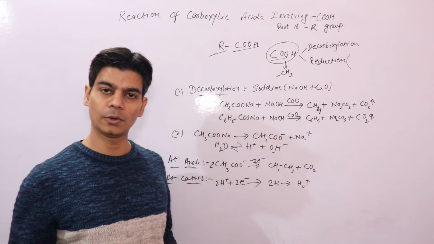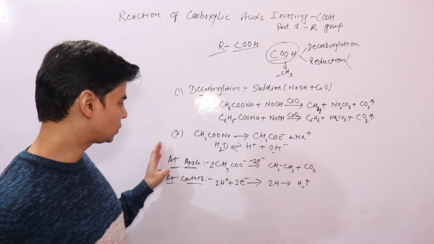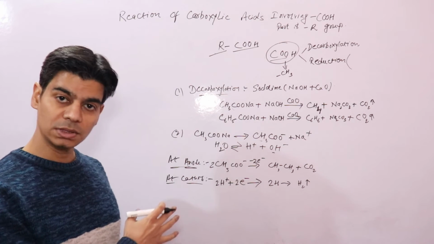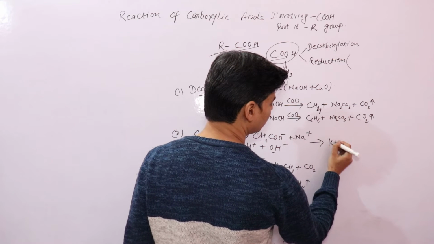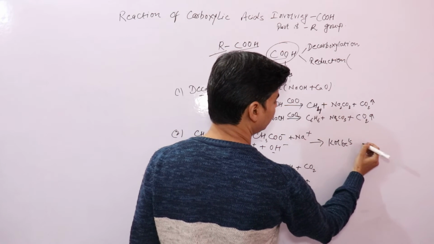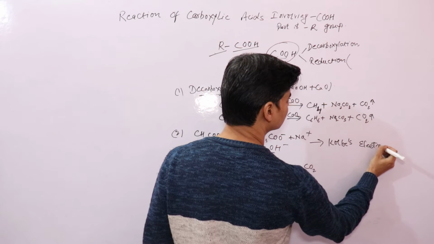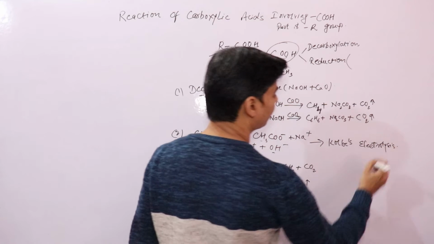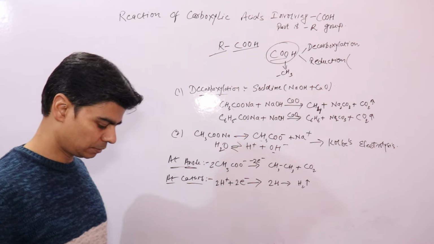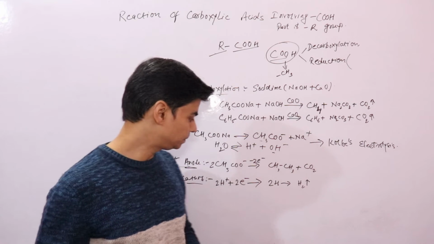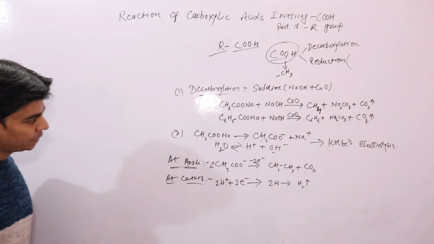So your decarboxylation is carried out via electrolysis, and this electrolysis is known as Kolbe's electrolysis. I hope this is clear. This is simple electrolysis that we have done in previous classes also.